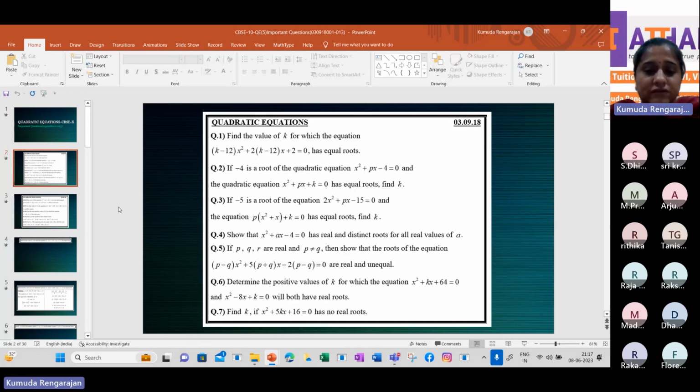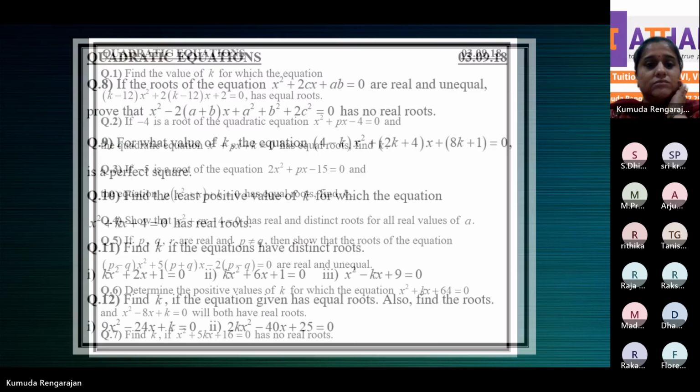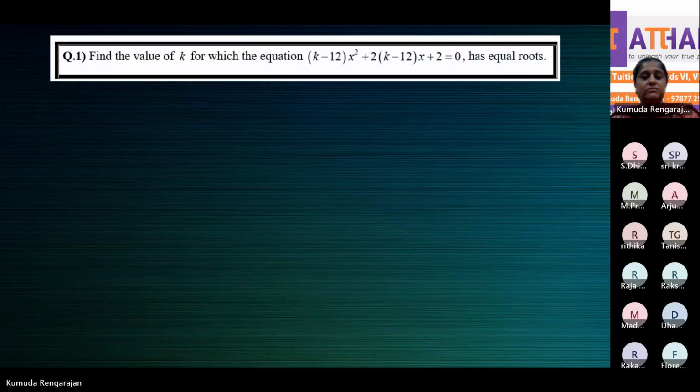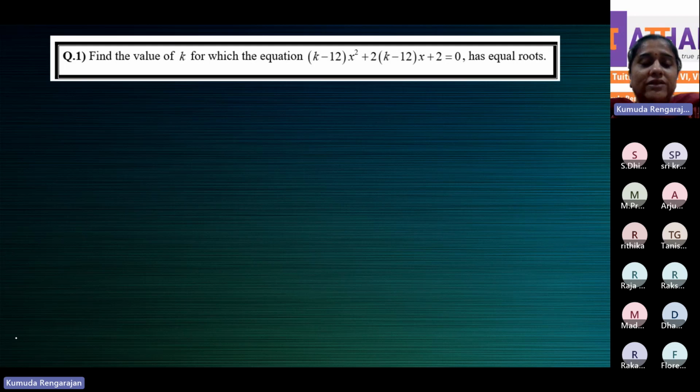Okay, let's do something different now. Look at this question, children. Find the value of k for which the quadratic equation has equal roots. Again, here it's given it has equal roots, but you should find the value of k.